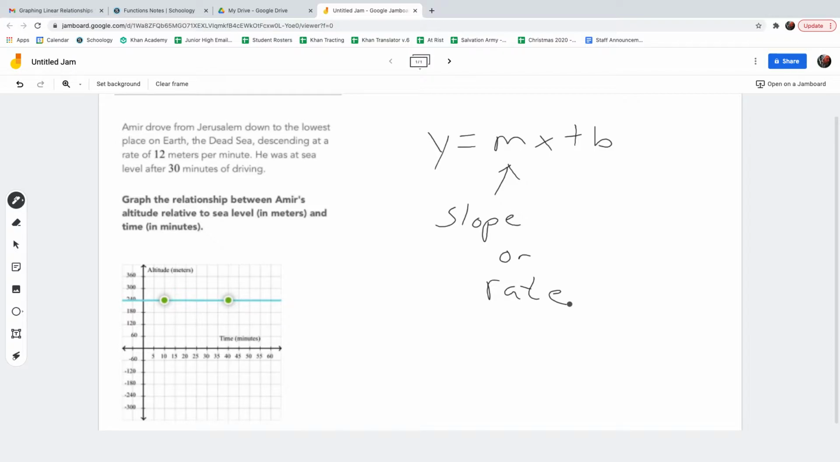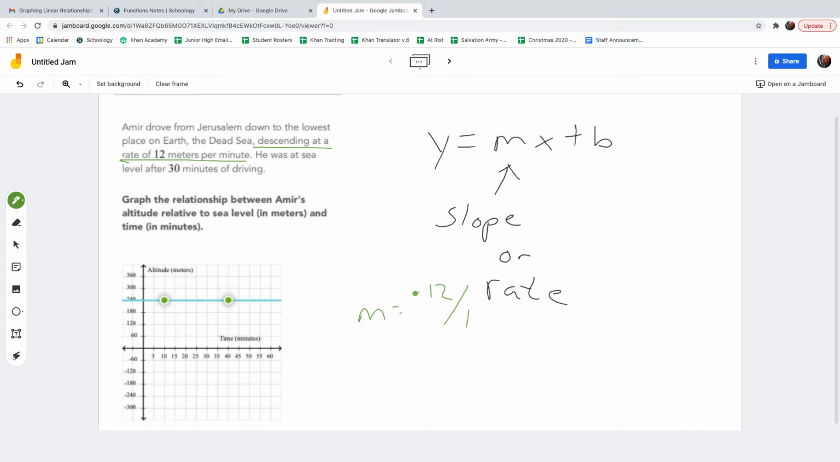This is really nice to know, because if we look at a word problem, it actually tells us what our slope is by reading right here. It says that it's descending at a rate of 12 meters per minute. So we can say that our slope happens to be 12 per minute, so 12 meters per 1 minute. But remember, it did say the word descending, so it actually gives us a negative slope. That's the first thing we can realize.